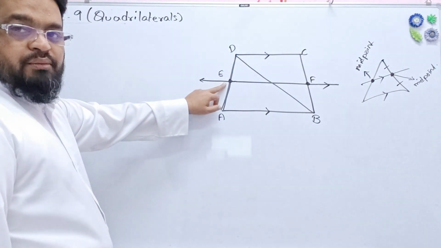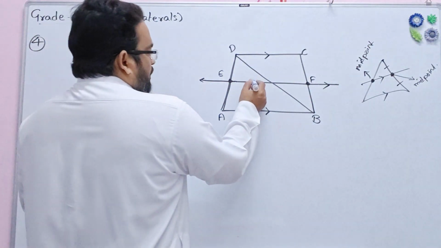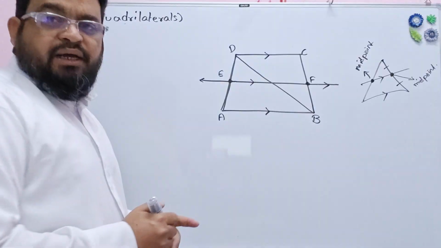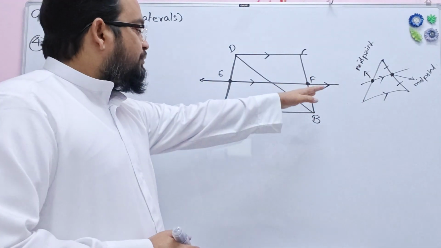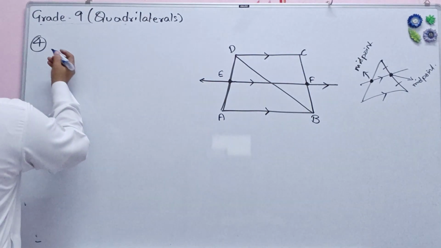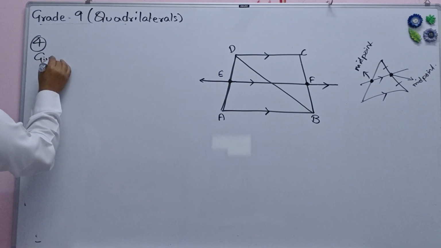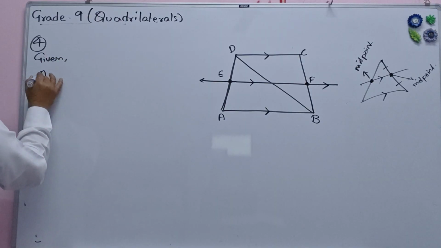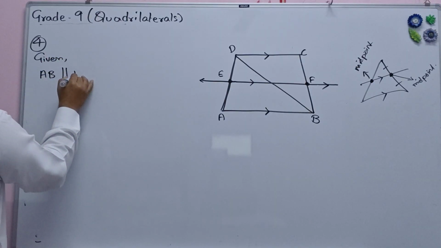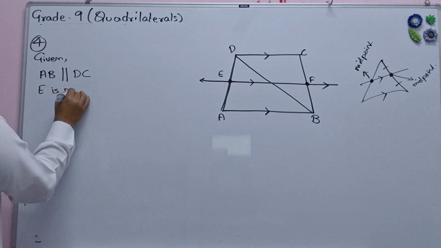So now let us see this in the given diagram. It is a midpoint and EF is parallel to AB. He said draw a line EF parallel to AB. Now let me start. What is given? Given that AB is parallel to DC and E is the midpoint.